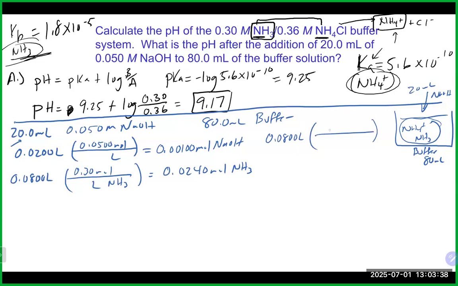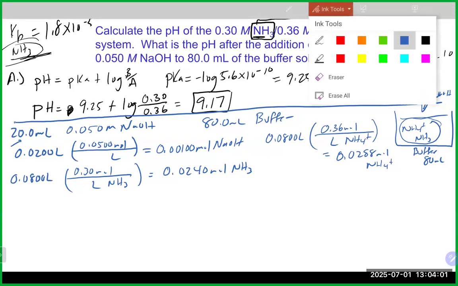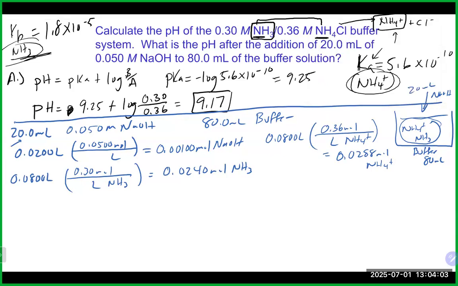Converted to liters times 0.36 moles per liter of our NH4 plus, 0.08 times 0.36, 0.0288 moles of NH4 plus. So we got our moles of everybody. Now we are ready to do our actual ICE table that does need to be in moles.